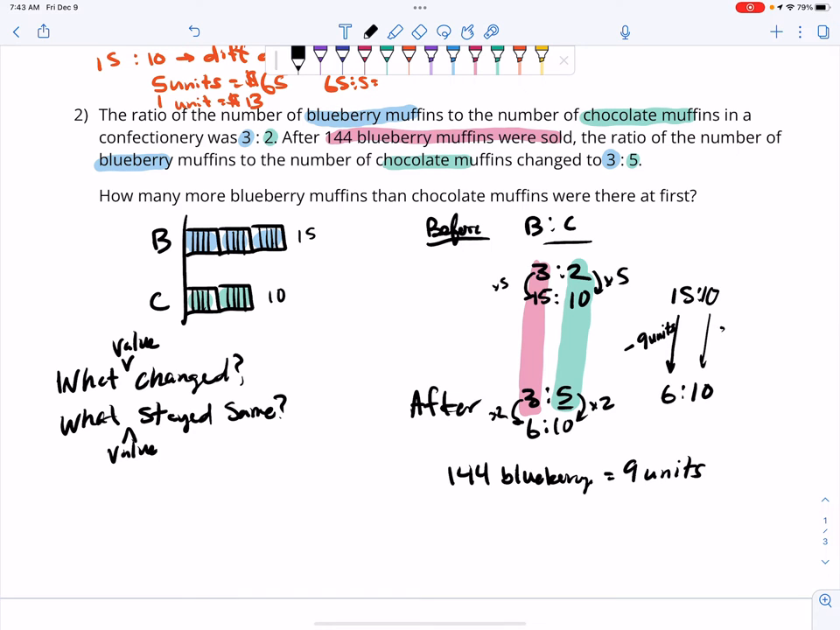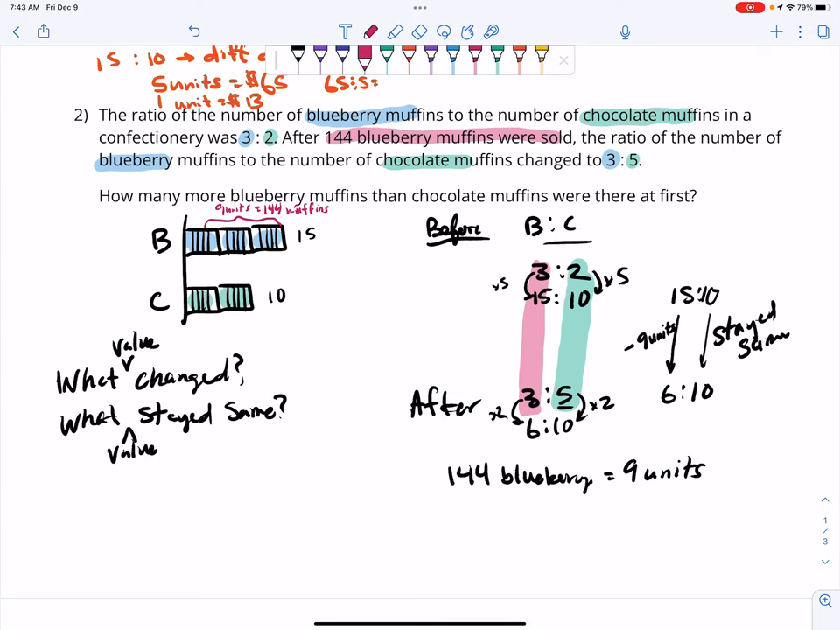Our chocolate chip stayed the same, but our blueberry changed by a value of 9 units. So that means up here, let's see, we did red. That means this blueberry, if we had 15, that's only going to leave us with 6. So we sold these 9 units, or those 144 muffins.